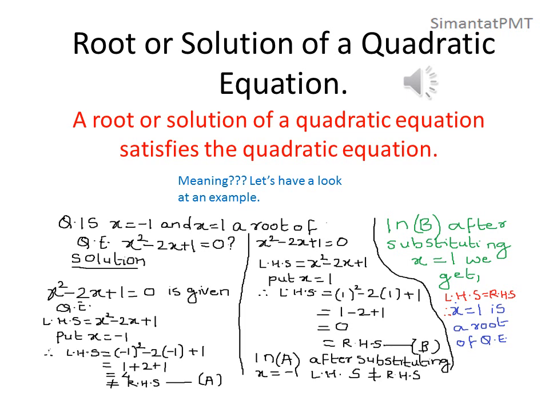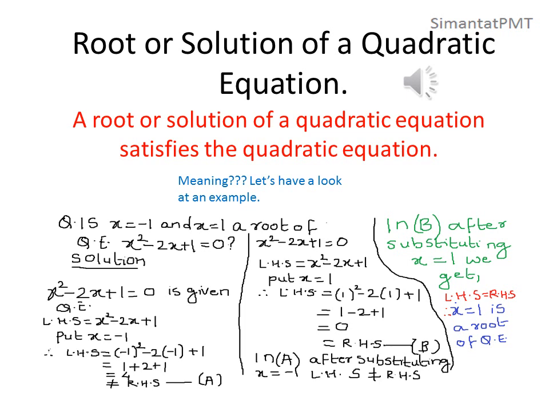Now is that equal to the right hand side? No. On the right hand side the equation has 0. What we got is 4. So we say x equal to minus 1 is not a root. What do we understand from this? We understand that if after substituting the value of x, the left hand side and right hand side are equal, then that value will be the root or solution of the quadratic equation.